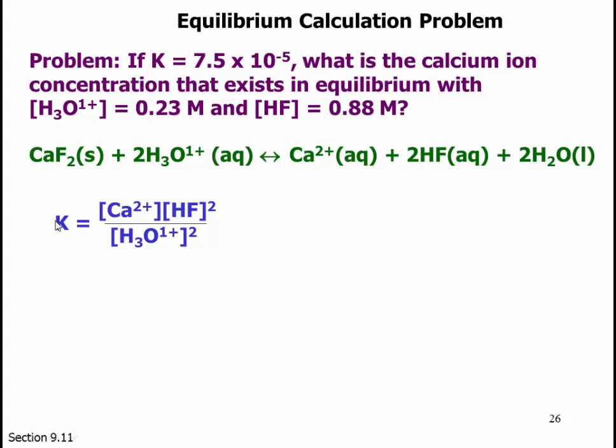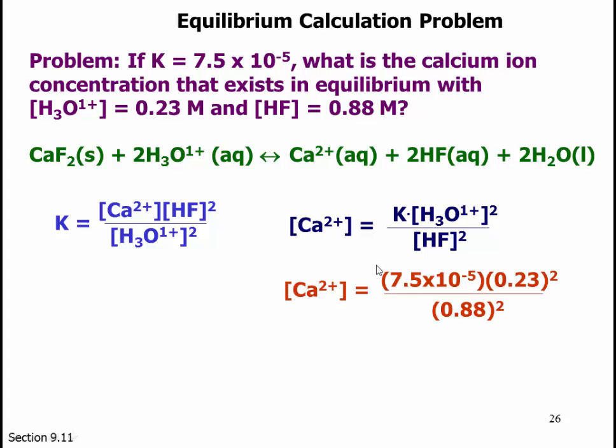We would like to find the calcium concentration. So let me rearrange that so we have calcium 2 plus on one side and the rest of the terms on the other. Now it's just a matter of substituting these values in. I have the value of K, I have the hydronium concentration, I have the hydrofluoric acid concentration. So I will put those in my calculator, and I find that the calcium 2 plus ion concentration is 5.1 times 10 to the minus 6th molar.